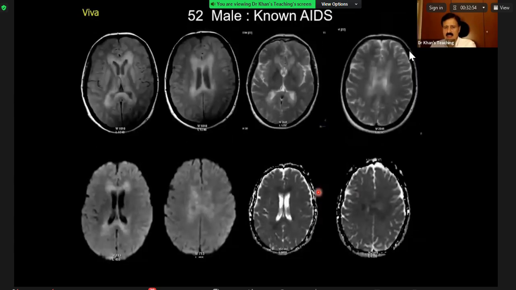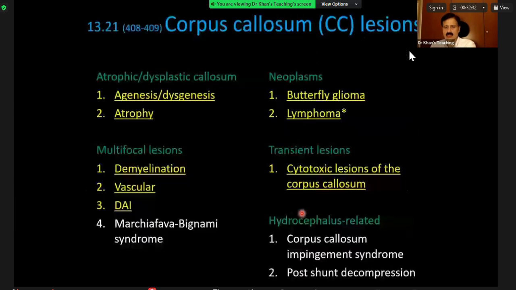And this was a case of lymphoma. Okay. This is another case, just to make the point. This case was an AIDS patient, but I'm just showing you the DWI sequence, which shows this. You can again see the unique subependymal periventricular spread, which shows restricted diffusion. So the idea here is to cover the differential diagnosis of corpus callosum lesions. And neoplasia, as in butterfly glioma and lymphoma, are up there.